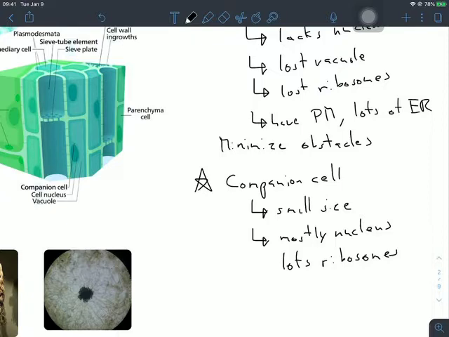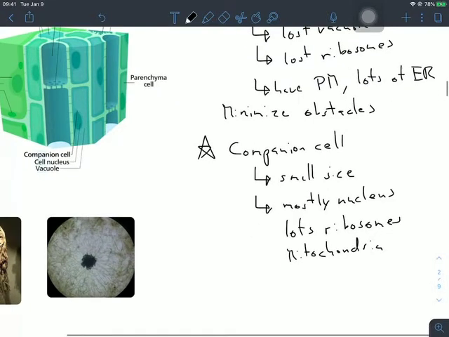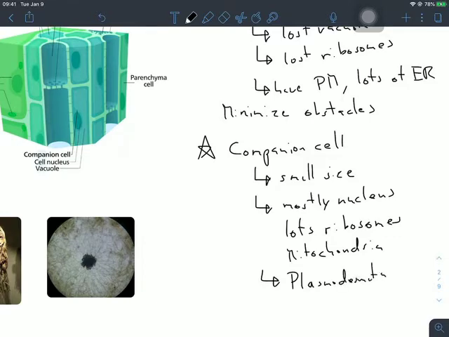The companion cell has a large nucleus, has lots of ribosomes, has lots of mitochondria, so that way it has a very fast and strong metabolism, lots of energy when needed. And then, as a sign of its commitment and devotion, it has its plasmodesmata, or cell-to-cell connections, to only one sieve tube element.